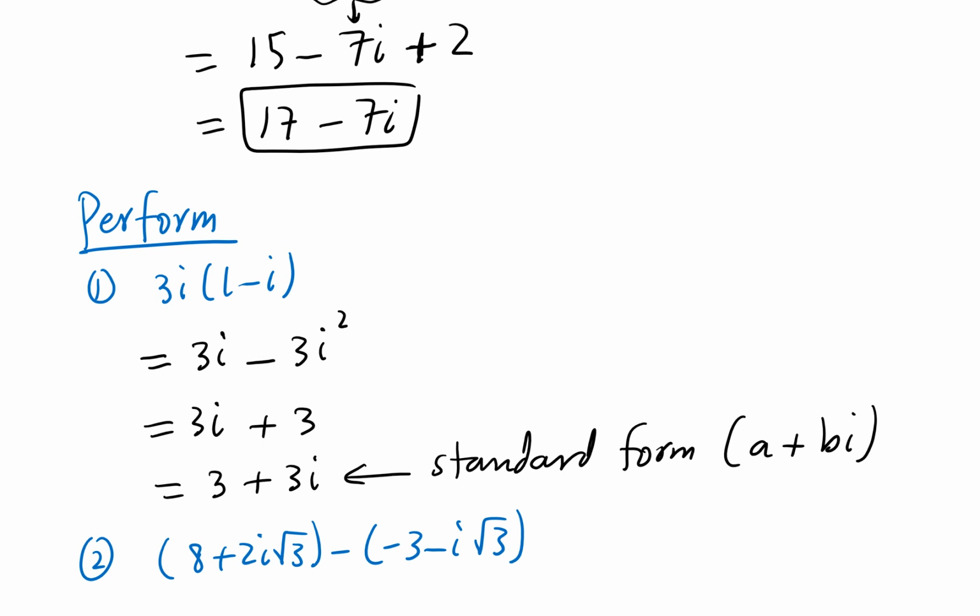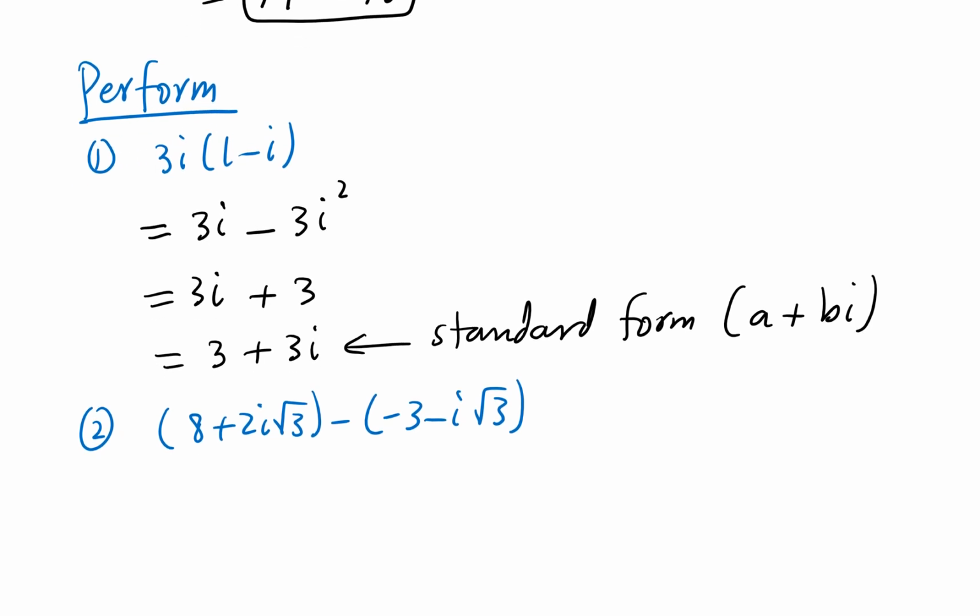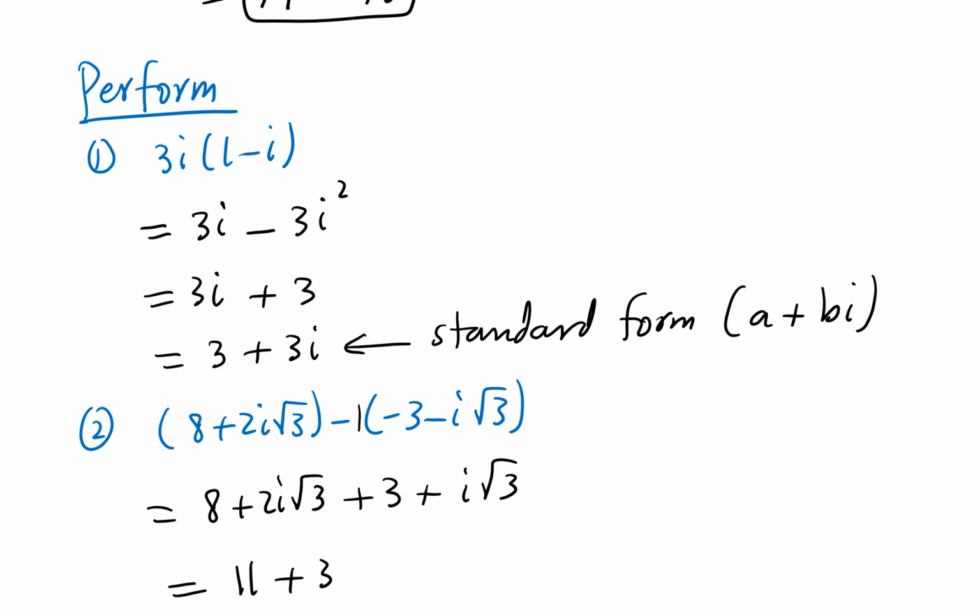We can do the same thing for the next one. We can write this in standard form. There's nothing in the front, so drop the parentheses. There's a -1 here, multiplied in, it becomes plus and plus. 8 plus 3 is 11, plus 3i root 3.